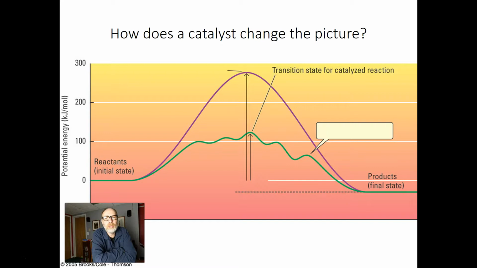In reality, we would much rather have homogeneous catalysis where everything's in the same phase, but some things you can't do that way. There may not be a catalyst that exists that will do the particular reaction you want.